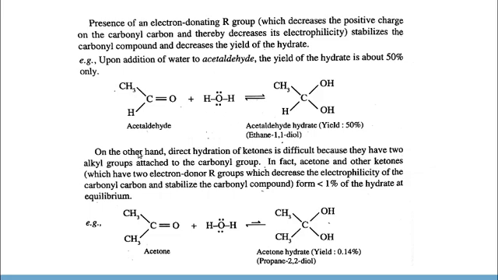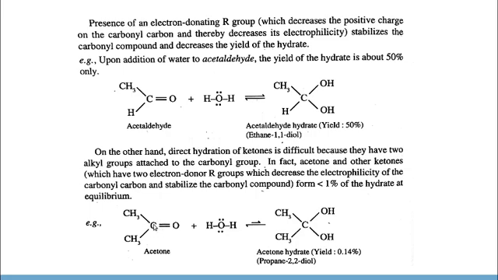On the other hand, direct hydration of ketones is difficult because they have two alkyl groups attached to the carbonyl group. In fact, acetone and other ketones, which have two electron donor R groups, decrease the electrophilicity of the carbonyl carbon and stabilize the carbonyl compound, forming less than 1% of the hydrate at equilibrium. In the case of acetone, a simple ketone, there are two electron releasing alkyl groups, so it will decrease the electrophilicity or electropositivity of this carbon.